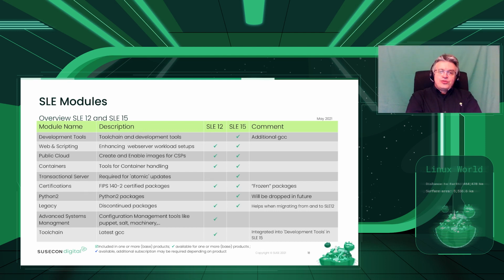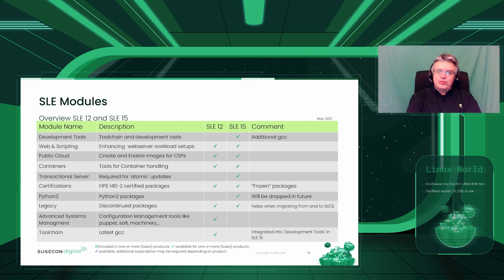The development tools, we already mentioned that. You see here, it's not available on SLE 12. On SLE 12, that was the toolchain. We have to go into one specific detail here of the two code streams. We have one compiler that we use as system compiler. So everything we do and we provide is compiled with that compiler, especially the kernel. And that compiler is the same one throughout the lifecycle of a code base.